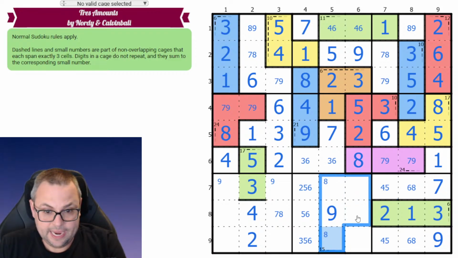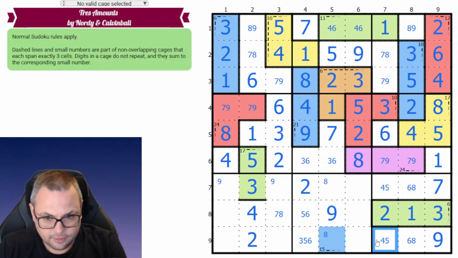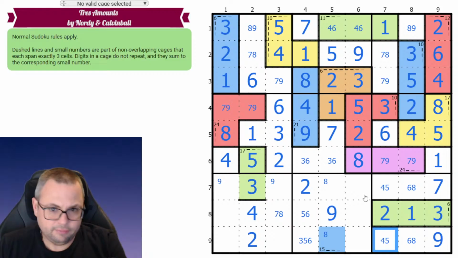2 in box 8, I am being told to look at. Yeah, 2 in box 8 is just placed. Thank you, Laura. Forever the Sudoku helper.